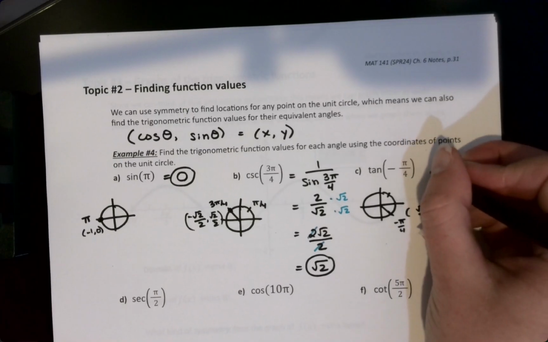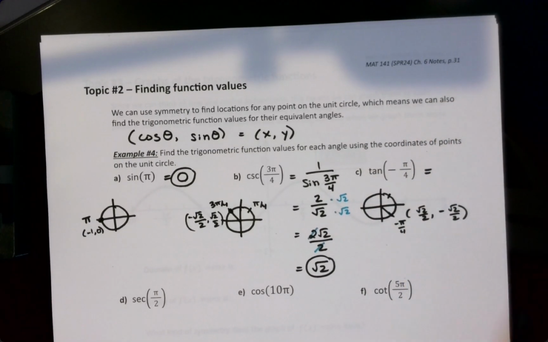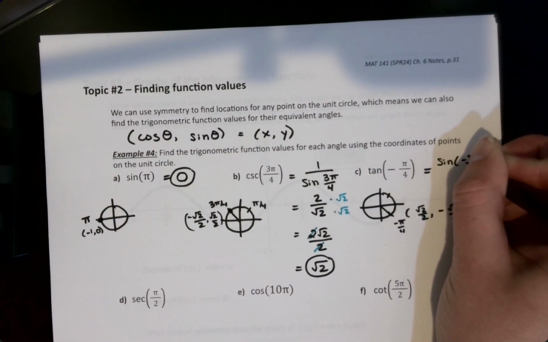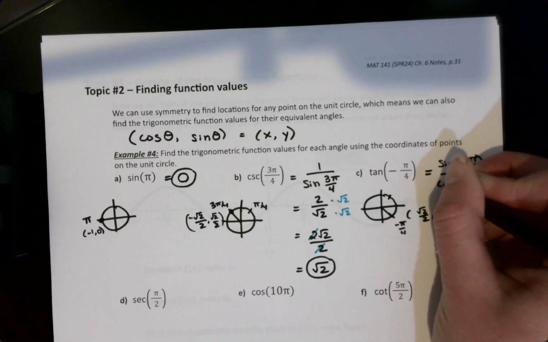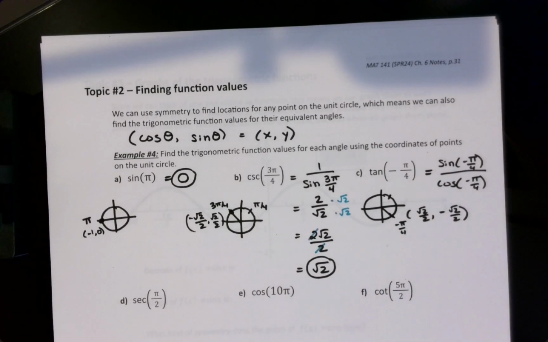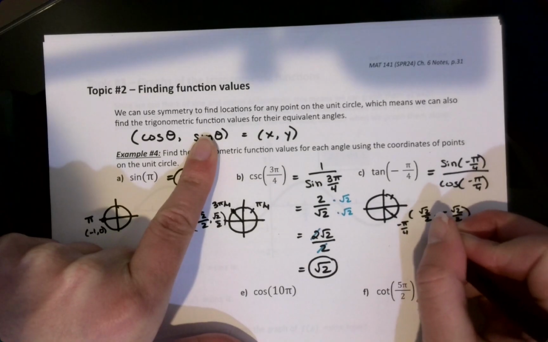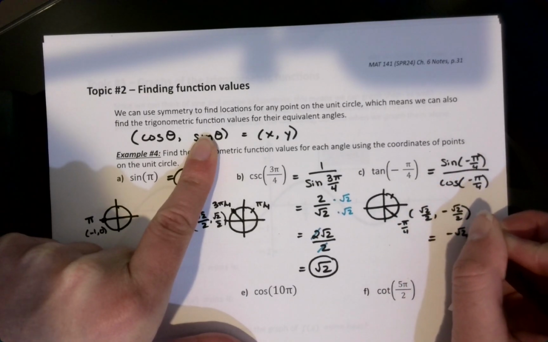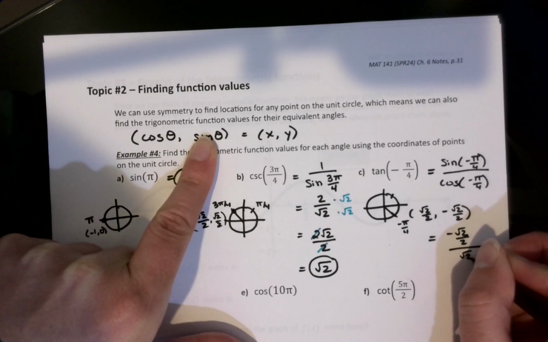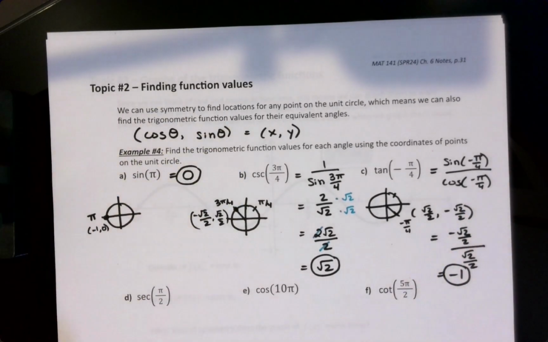And if I want the tangent of negative pi fourths, I'm going to remember that tangent is equal to sine divided by cosine. It's one of our identities for tangent. And so I know the sine value is the y-coordinate, negative root 2 over 2, divided by the x-coordinate, which is positive root 2 over 2. And so it comes out as negative 1.